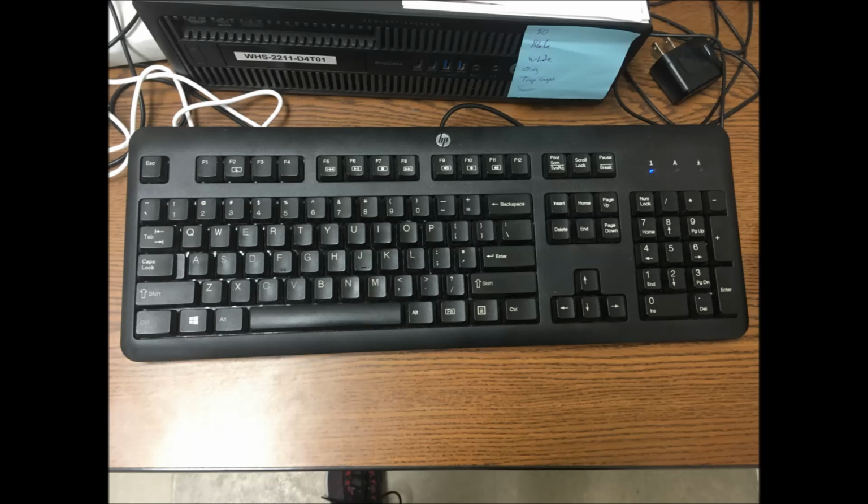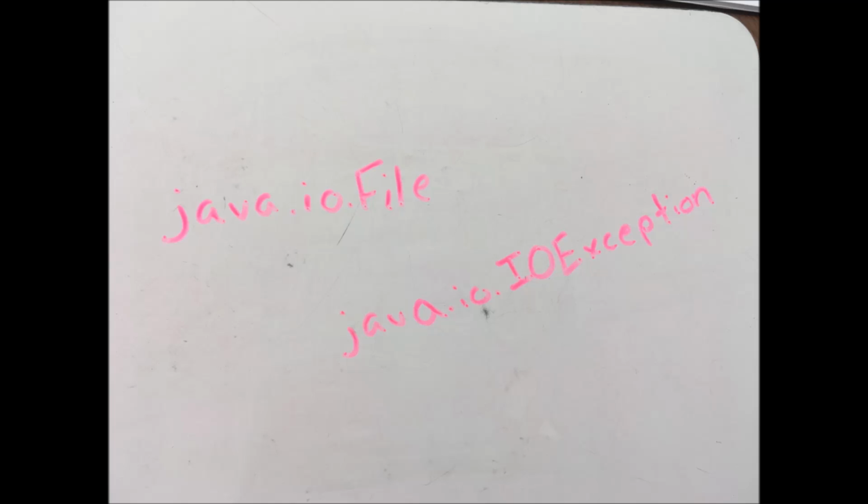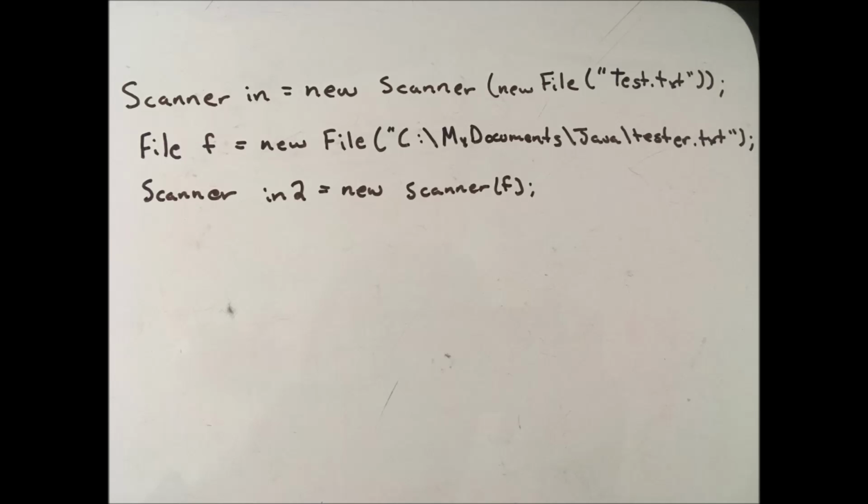Reading textual data from a file is very similar in many ways to reading input from the keyboard. The Scanner class and all of its methods remain the same. However, you must import the classes java.io.File and java.io.IOException. The java.io.File is a holder class that can take a string representing the path of a file on your computer. Creating a Scanner object that reads from a file is simple.